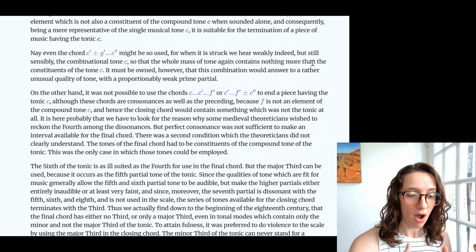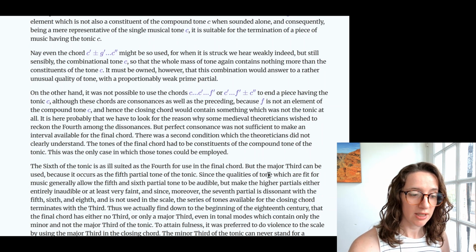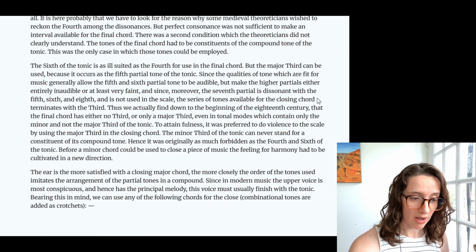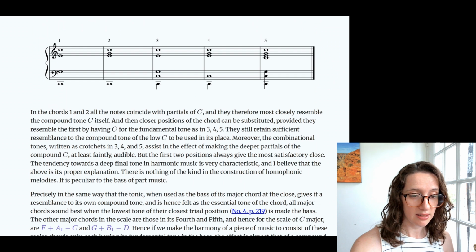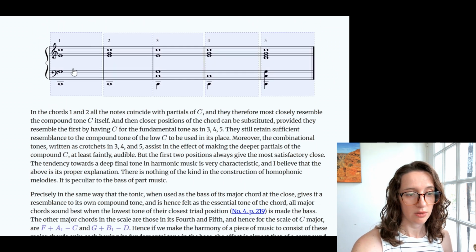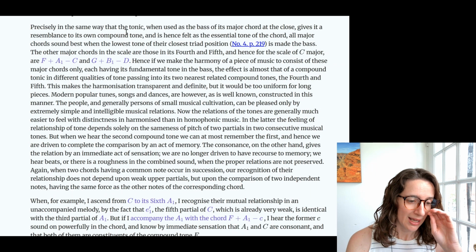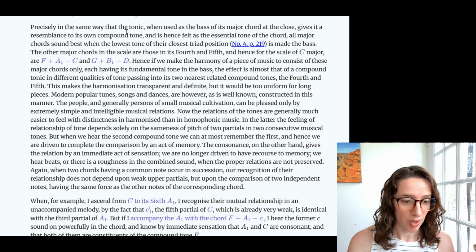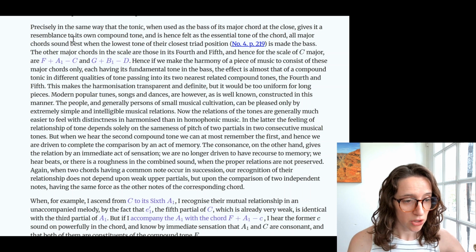But if we consider the compound tone of the tonic, then we add the option of the octave, the 12th, or the 5th, and the major third, which gives us these variations for a closing chord. The other major chords that we can create from the scale of the tonic are the 4th and the 5th. For the key of C major, that is F and G.